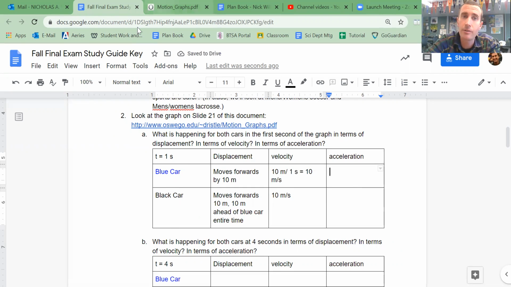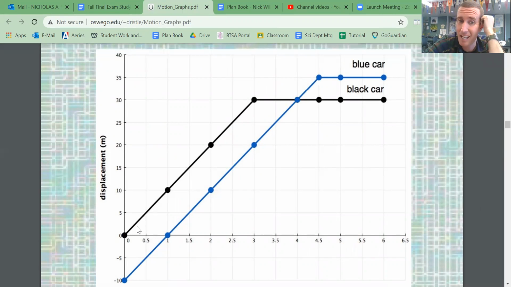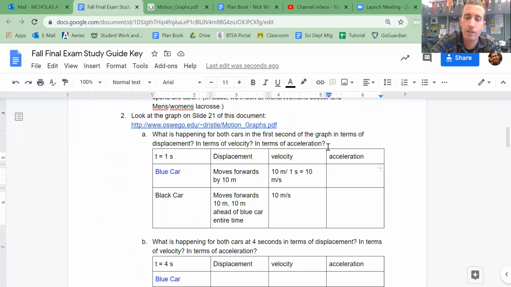And then the acceleration. So the acceleration would be the change of the velocity. In this case, it's a straight line. So is the velocity changing at all? It's not. It's 10 meters per second down here in the bottom. It's 10 meters per second up here, so there is no acceleration. Both cars have a constant velocity. So acceleration is 0, and acceleration is 0. And if I wanted to put a unit on there, it would be meters per second squared. Okay.